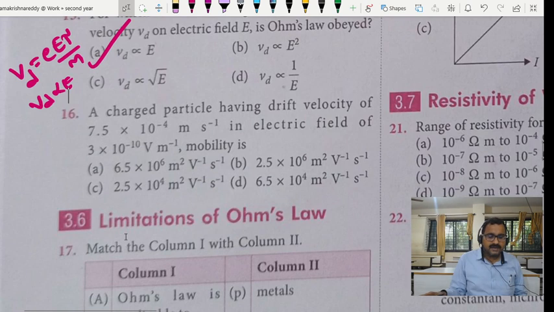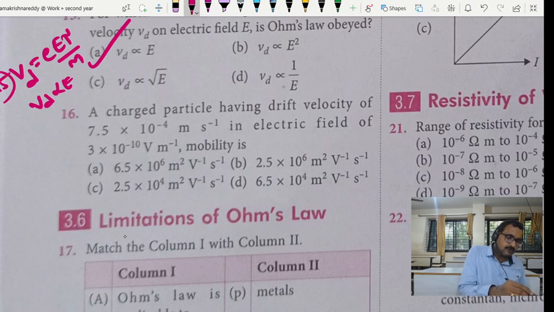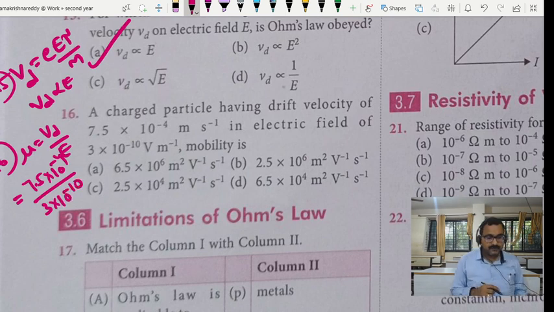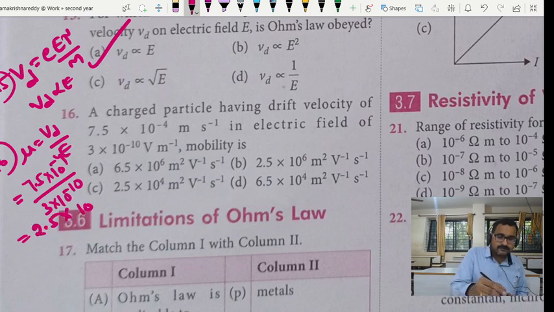A charged particle having a drift velocity, and after that mobility they are asking. That is the 15th question. 16. What is the drift velocity and electric field mobility relation? It's very simple. Mu equal to Vd by E only, you wrote now. Vd, how much have they given, drift velocity? 7.5 into 10 power minus 4 divided by 3 into 10 power minus 10 only. So how much will cancel? 3 2.5, just will cancel now. So that is 2.5 into 10 power 6 only. Minus 10 is there, minus 4, it becomes plus 6 only.